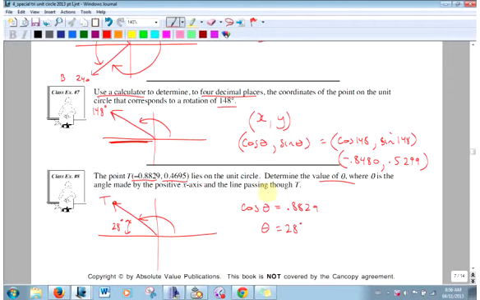Okay, made by the positive x-axis and the line passing through T. Why do they word it this way? I don't know. Why didn't they just say find the rotation angle? Okay, that's what we want to know. If that's 28, then my rotation angle is what? 152. Okay? So, it's the opposite of this question, right? Here we got the angle, you want the coordinates. Here we gave the coordinates, we want the angle.